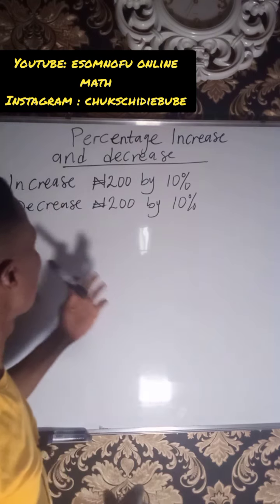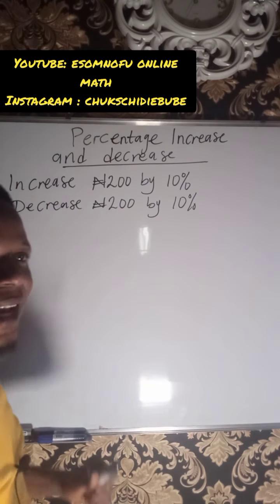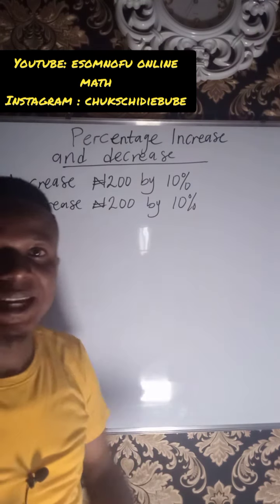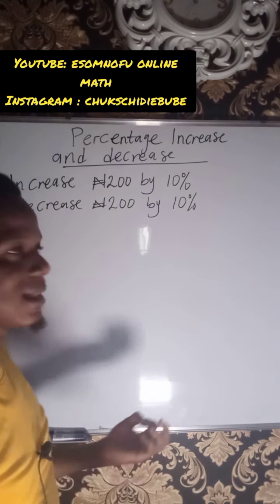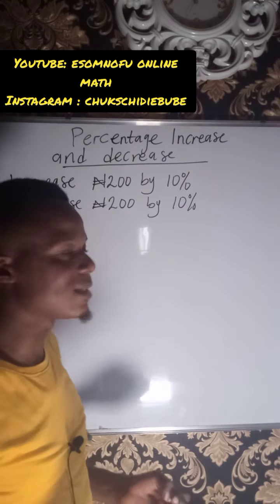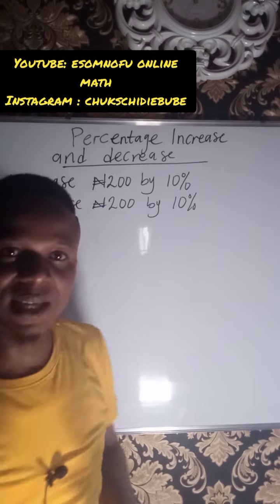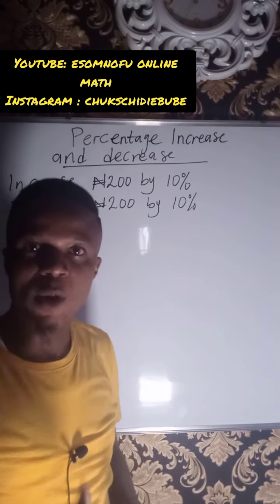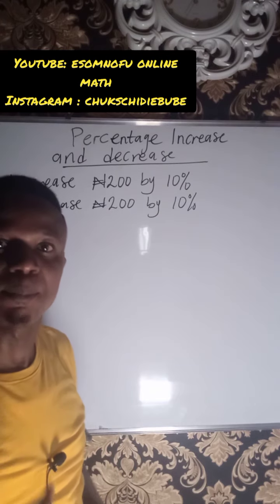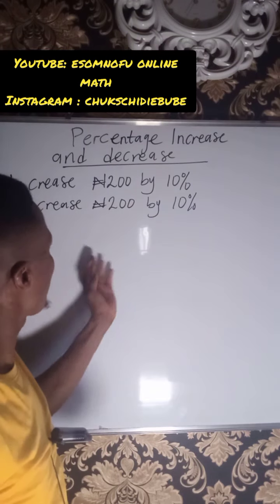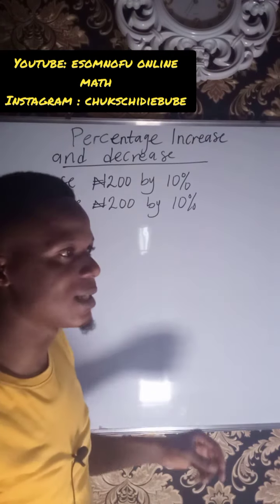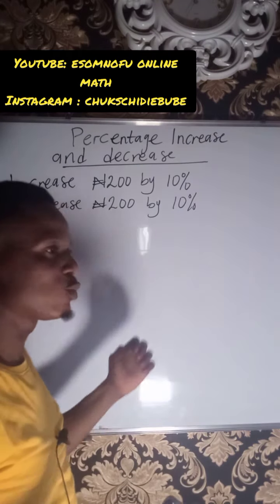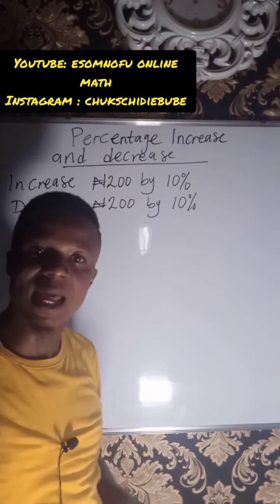Now we are asked to increase 200 naira by 10%. Increase by 10% means that we shall first of all get 10% of 200, then after that we add. Percentage increase implies addition, while percentage decrease implies subtraction. So when we have a decrease by 10%, we need to find 10% of 200, then after that we decrease it.